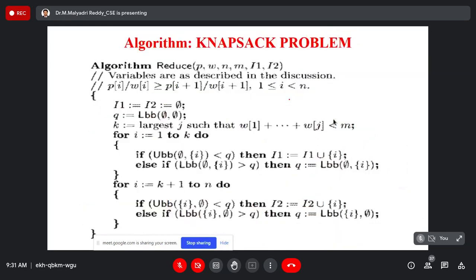Next, this is the algorithm. You know this formula. In the greedy method, we solved the problem by using the Pi by Wi ratio. Like that, we need to arrange all the elements with respect to unit cost. That means arrange the elements in sorted order with respect to the Pi by Wi ratio.